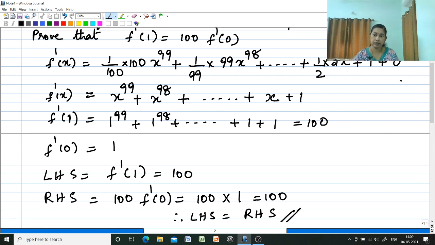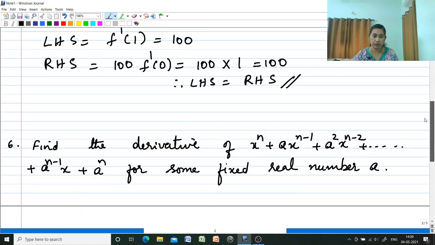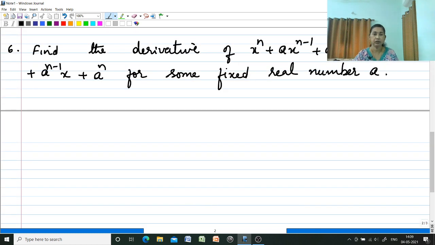Now the second question, number 6. Find the derivative of x raised to n plus a x raised to n minus 1 plus a square x raised to n minus 2 plus etc. plus a raised to n minus 1 x plus a raised to n, for some fixed number a. We have to find the derivative of this. So this is given as f of x. The given function is f of x.